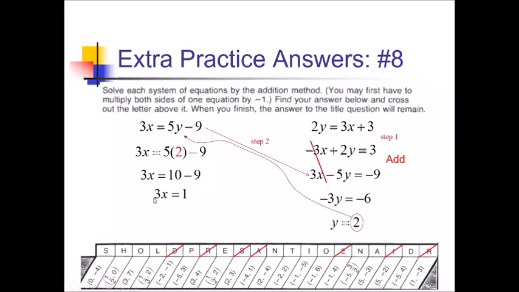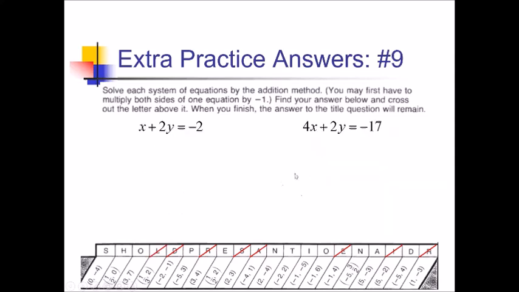Dividing both sides by 3, we end up with the interesting answer of x equals 1/3. So this is our first fractional answer on this puzzle. So I have the point 1/3 comma 2 now as an answer that I'm looking for. Well, that should be easy enough to spot. Not too many 1/3s out there. Here's a 1/3. Here's a 2 that goes with it. So that's going to be L. I'll cross that off, and I will continue.